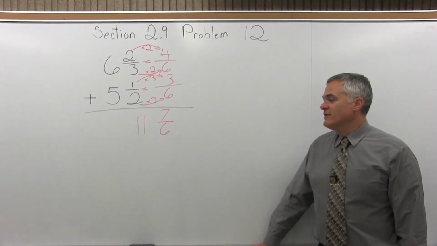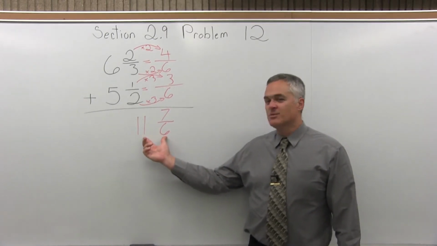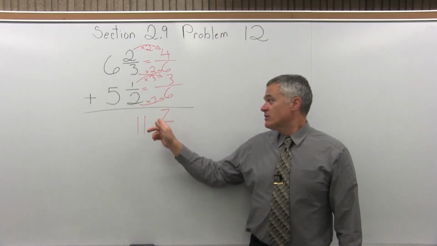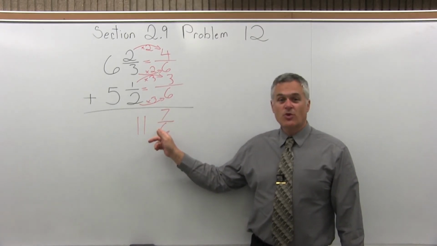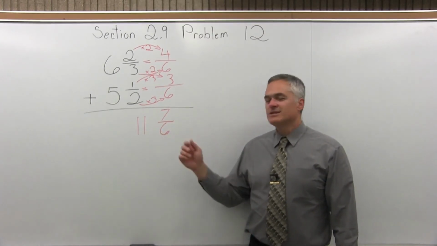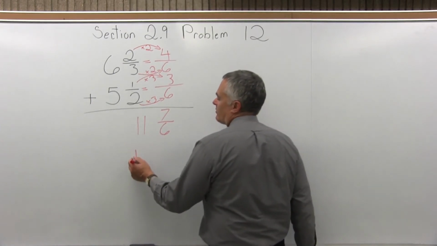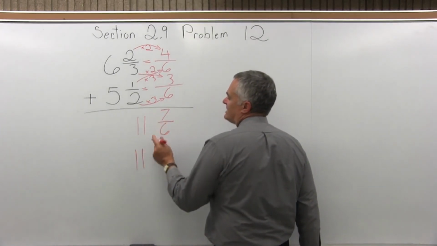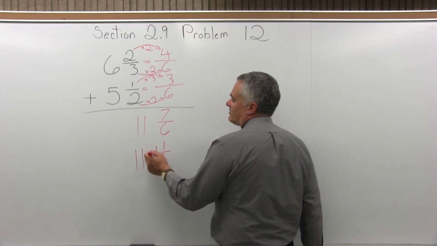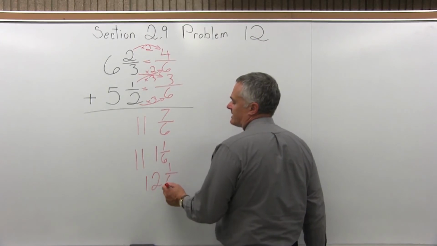So what I have here is the answer, but it's really not in a good form. What I have is a mixed number combined with an improper fraction, right? The numerator is bigger than the denominator. That's what an improper fraction is. It really should be one or the other. So that is the answer, but it's not in a good form. So what I really have is 11 and 7/6, and 7/6 is 1 1/6. So I have 11 plus another 1 1/6 is 12 1/6.